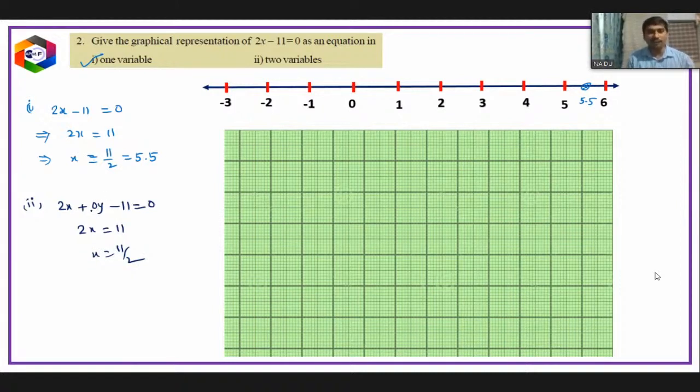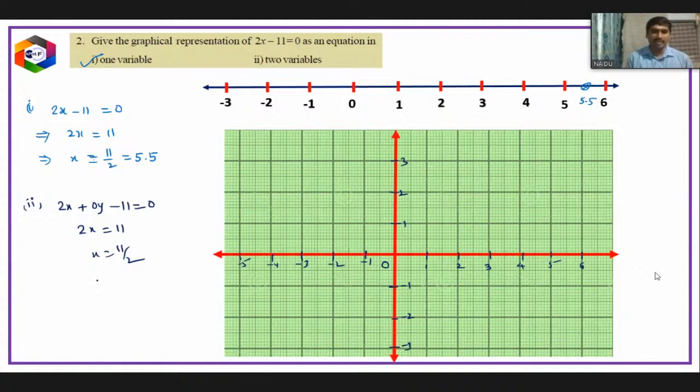For different values of y you can take, but the x value must be 11 by 2. So if you want to do this, no doubt at all, we need a horizontal number line and a vertical number line, that is the x-axis and y-axis, and the meeting point is the origin. This is 1, 2, 3, 4, 5 and 6, and in the negative direction -1, -2, -3, -4 and -5. The upside, that is the positive direction of the y-axis, 1, 2 and 3. Negative direction of the y-axis, -1, -2 and -3.